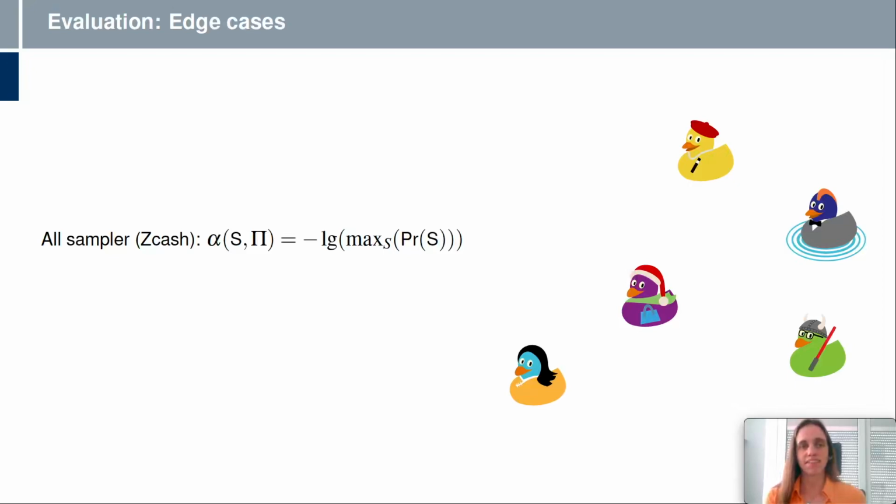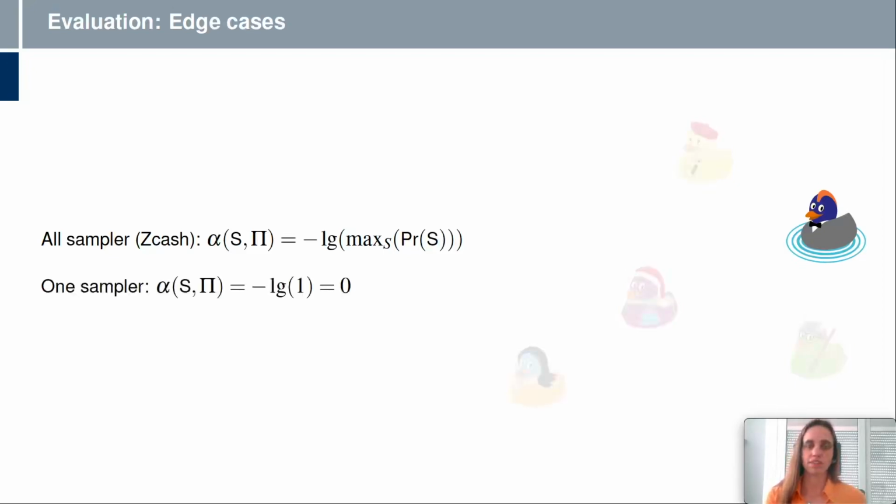And the other edge case, that's the one sampler. So my ring sampler for a spender always outputs just the spender as ring. And there, of course, there should be no anonymity at all, because if there is one ring member and one spender, this has to be the actual spender. And with our measure, we get the negative logarithm of 1, which is 0, so we know that it's a quite bad sampler.